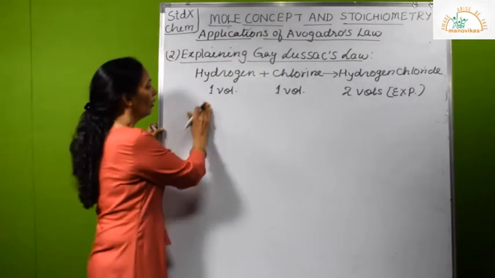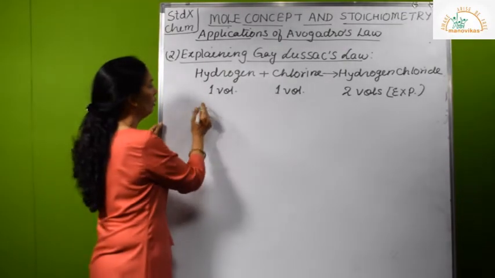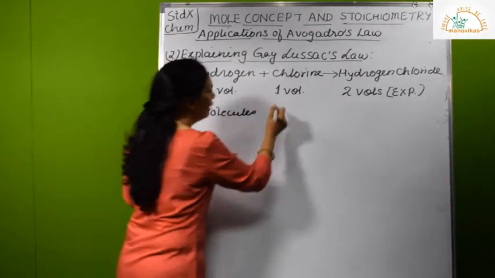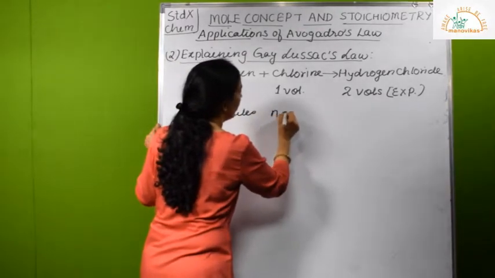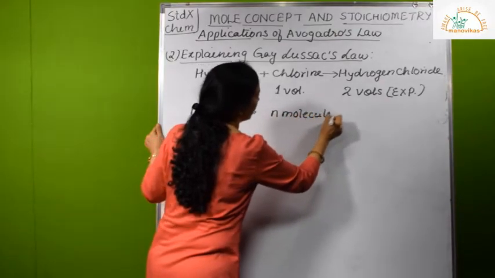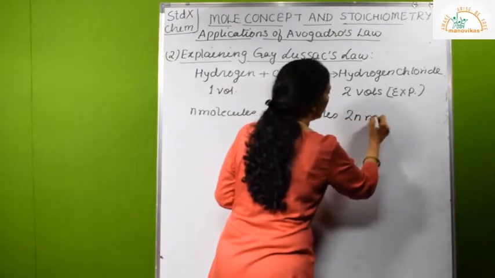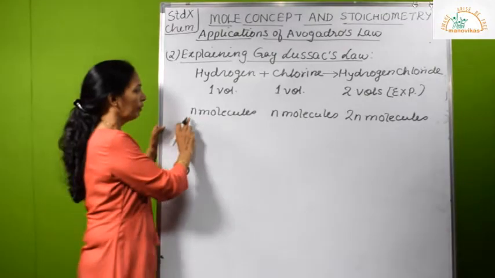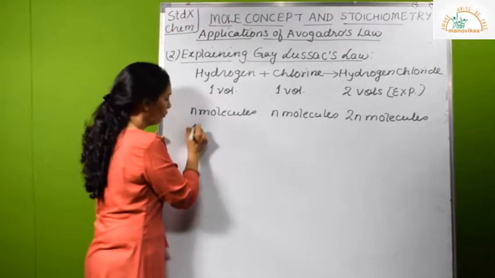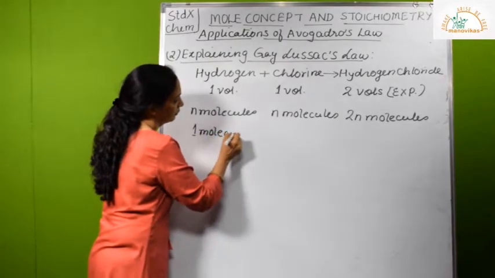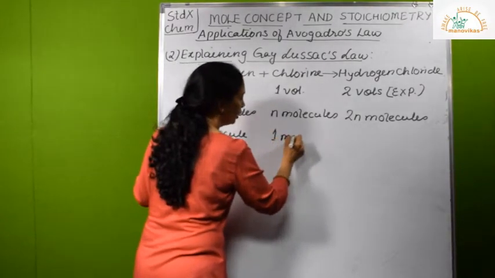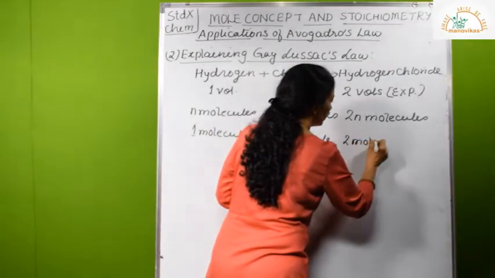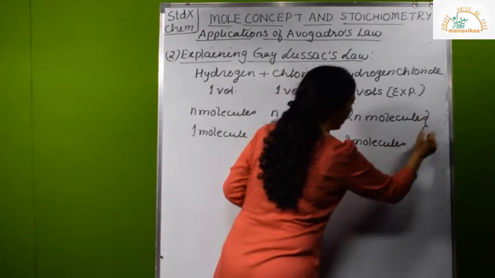Okay. Now apply Avogadro's law. If one volume of hydrogen contains n molecules, then one volume of chlorine will also contain n molecules, and this will contain 2n molecules. If n is equal to 1, then it will become 1 molecule. This is 1 molecule. This is 2 molecules. This is by Avogadro's law.